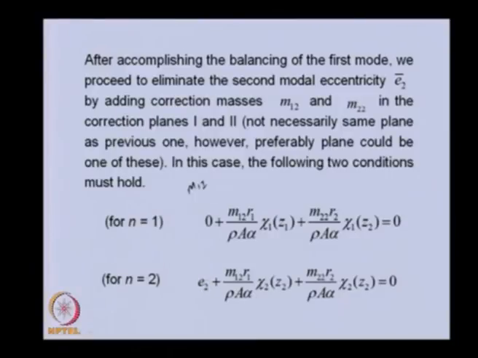So, that means we will be choosing M12 and M22, and we are rotating the rotor near the second critical speed, and we will try to change those masses, but keep the ratio the same, such that the response is minimized corresponding to the second mode. That will ensure not only that the second mode is balanced, but also that the first mode is not disturbed.